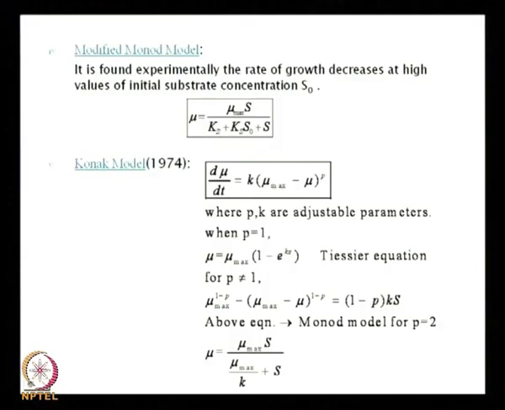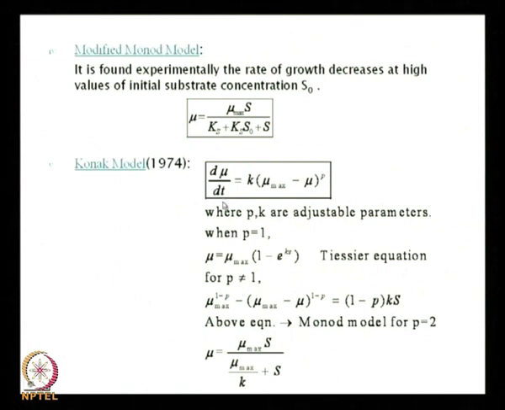So, when you are integrating dx/dt, you need to integrate it coupled with the mu equation, right. So, dx/dt equals something and d mu/dt equals something. So, you need to integrate these two equations together. So, this equation is given as d mu/dt equals k times mu max minus mu to the p, where p and k are adjustable variables. Now, for p equals 1, mu max becomes linear. So, mu equals mu max e to the power minus k s, okay. And this becomes mu for p equals 1, and for p not equals 1, this is what you get.